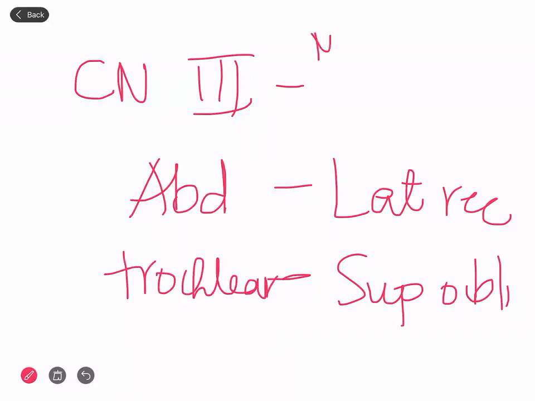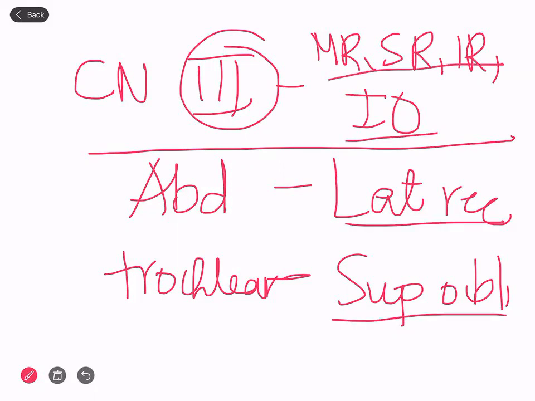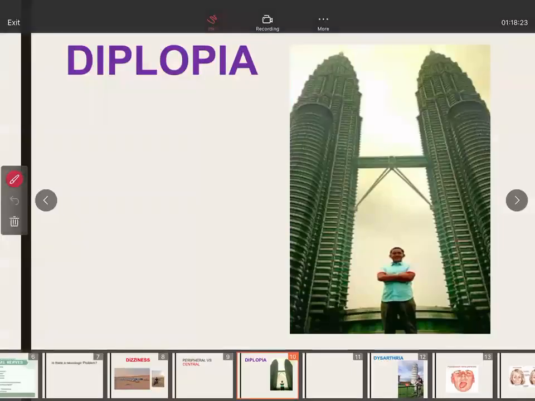But the medial rectus, superior rectus, inferior rectus, and your inferior oblique will be innervated by your cranial nerve number 3. So any weakness or paralysis of the different muscles will actually cause diplopia or doubling of vision. Do you get that? So that is for diplopia.